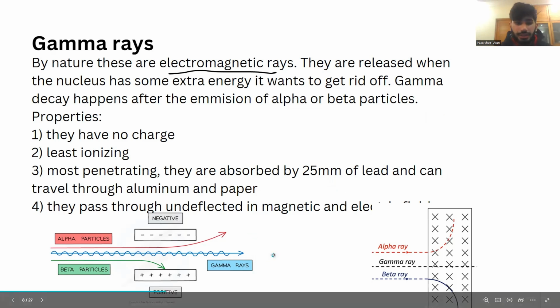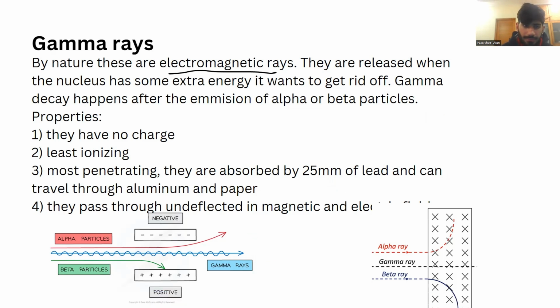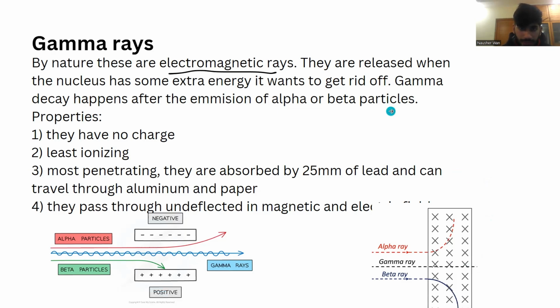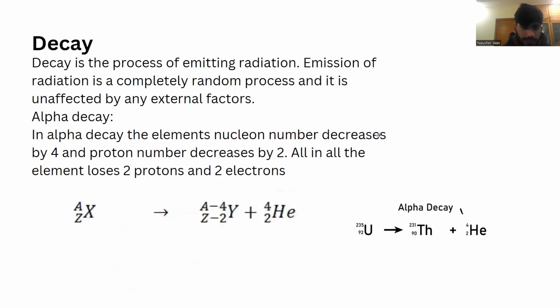And lastly, you need to remember that gamma rays simply pass by undeflected in both electric and magnetic fields. If you look at this example, the wave over here, gamma rays, the blue one, they're simply passing by undeflected. They're doing nothing. And they're also passing by undeflected in this case. All right? So these were the properties of these three types of radiations.